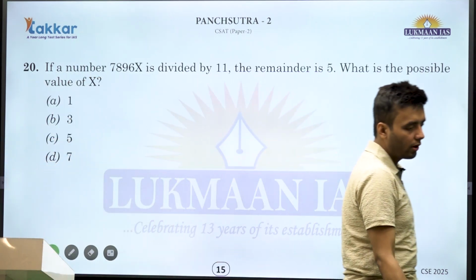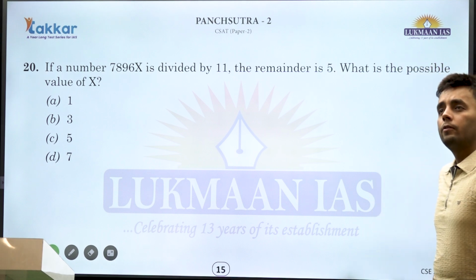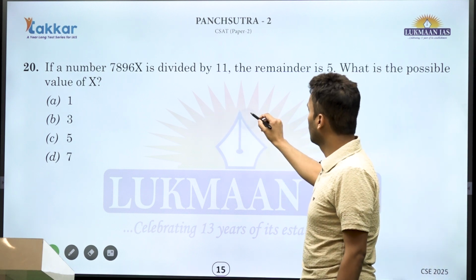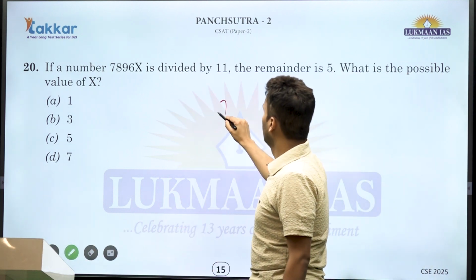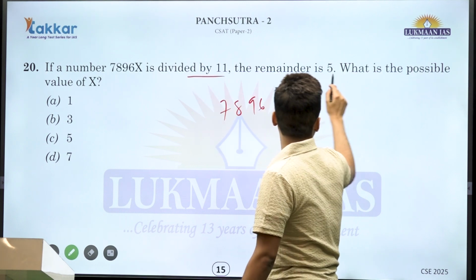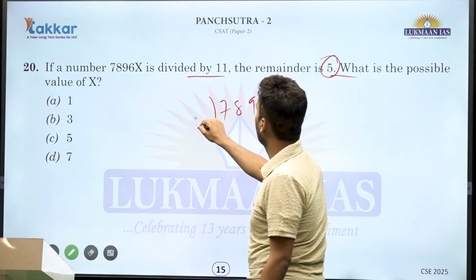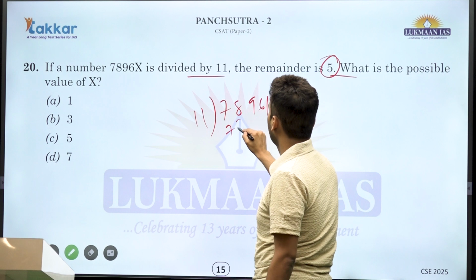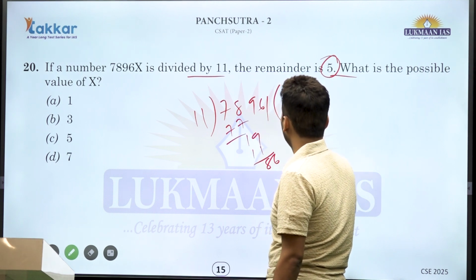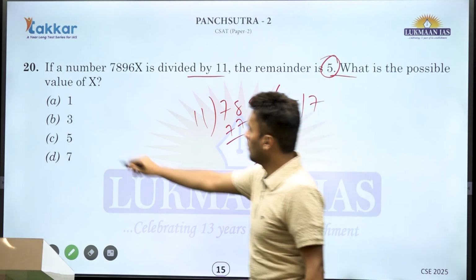Okay, so here also we can do the same. We can do the trial method because it's a smaller number, you can save time. 7,896. Now let's divide by 11, the remainder must be 5. So if we divide by 11, 7 times 11 is 77, 1 9, 1 time 11, 8 6, 7 times 11 is 77, the remainder becomes 9. So A cannot be the right answer.